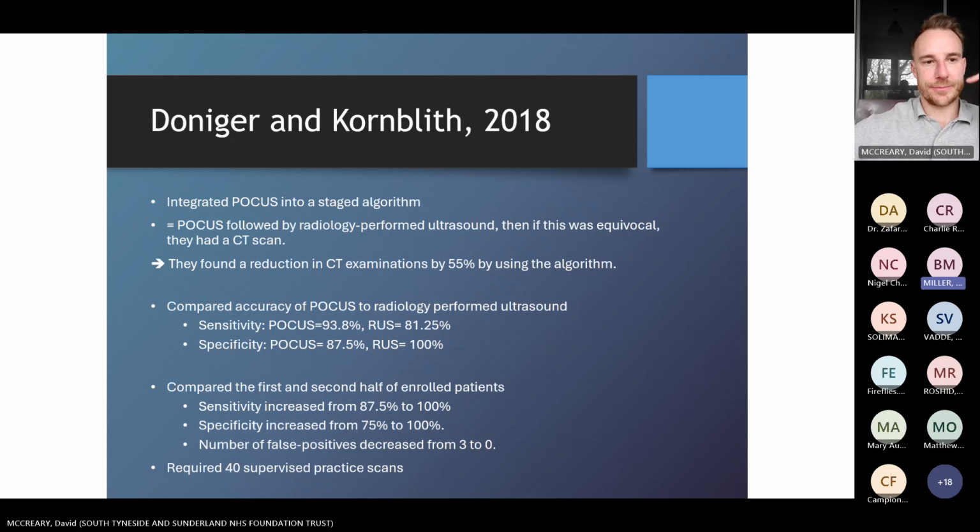So Donoghue and Cornblyth, they integrated POCUS into a staged algorithm. So if they were eligible for the study, they had a POCUS, they then all had a radiology performed ultrasound afterwards. And then if this was equivocal, they then had a CT scan. They again found a big reduction in CT scans by 55%. And in the paper, it does say that that was only because they were relying on the radiology performed ultrasound. They would have had an even bigger reduction if they'd used POCUS alone.